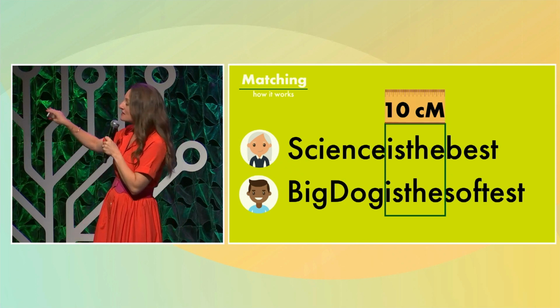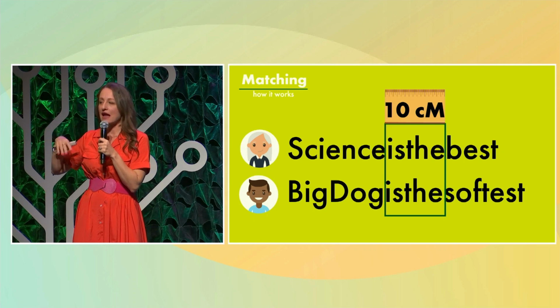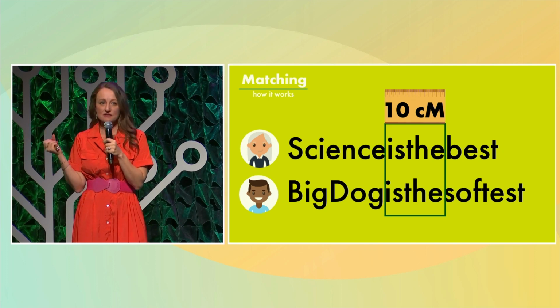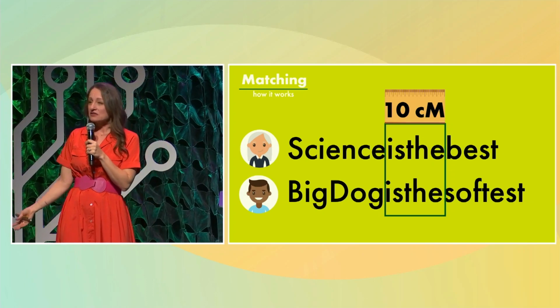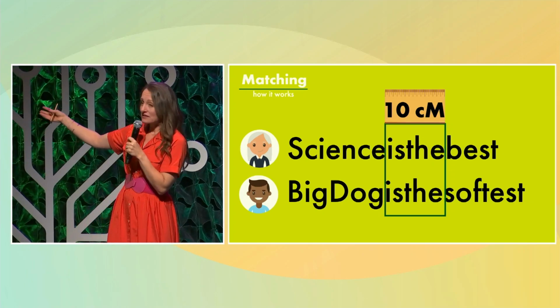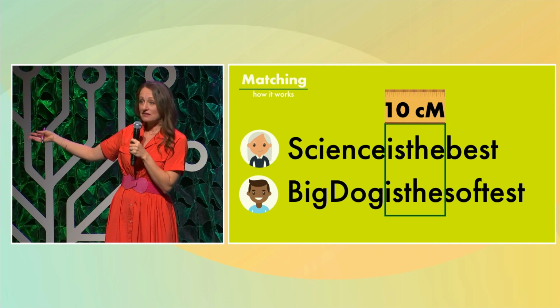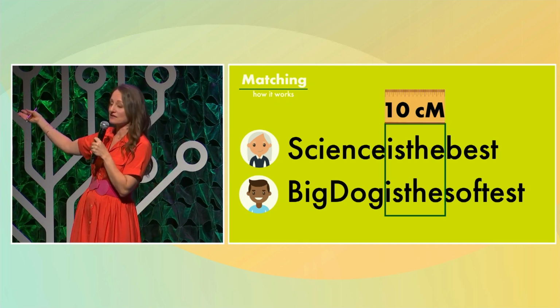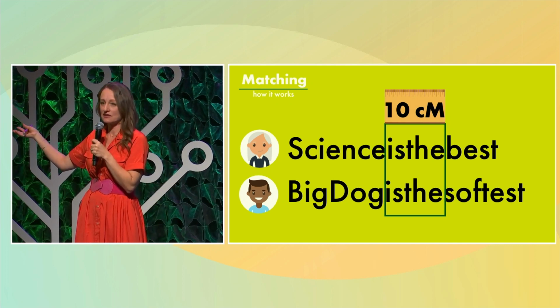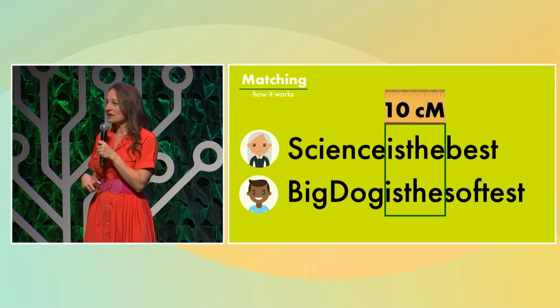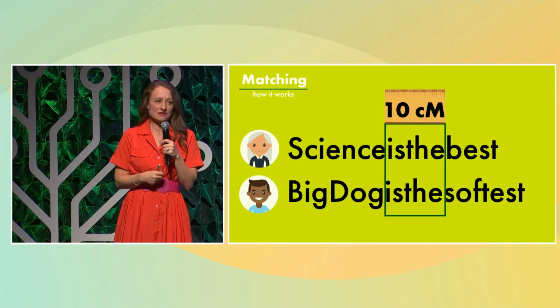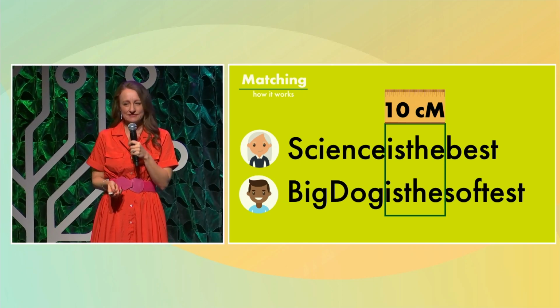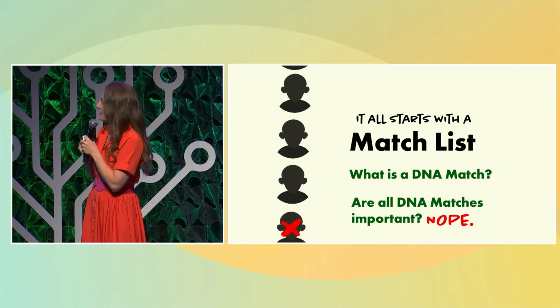How many do you think there are in the average book, of those two words together? Oh, so many, right? And so even though this technically is a match, they do share 10 centimorgans at this location. But is that 10 centimorgans as useful or as weighty as the others? It's not. So, the question: are all DNA matches important?